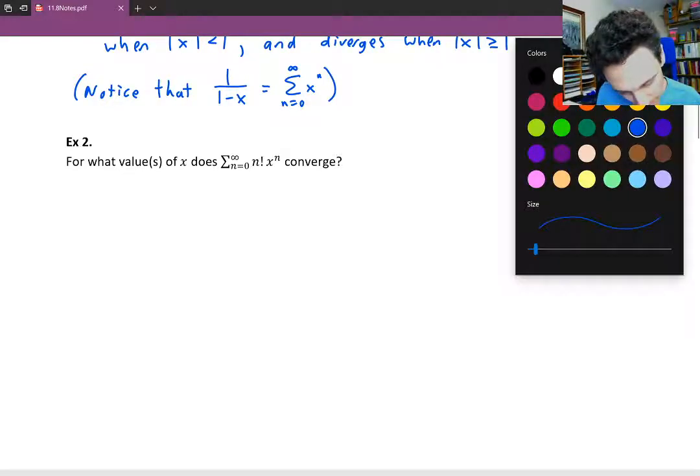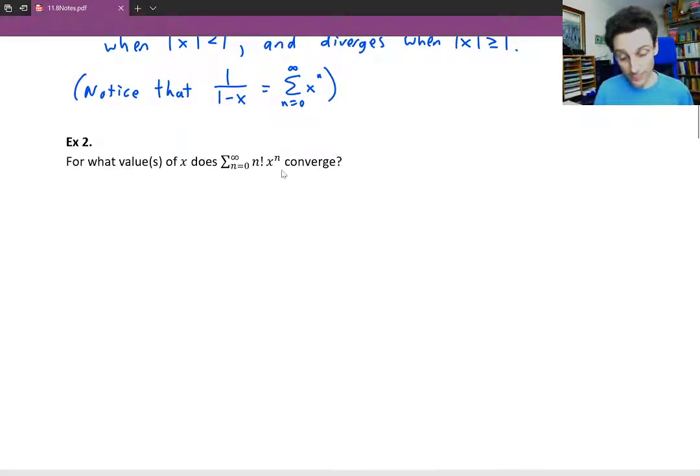Let's take a look at using the ratio test. After all, we have a factorial, and we said in the last section that factorials are good. A ratio test is good with factorials. So let's give it a try. We're going to use the ratio test.